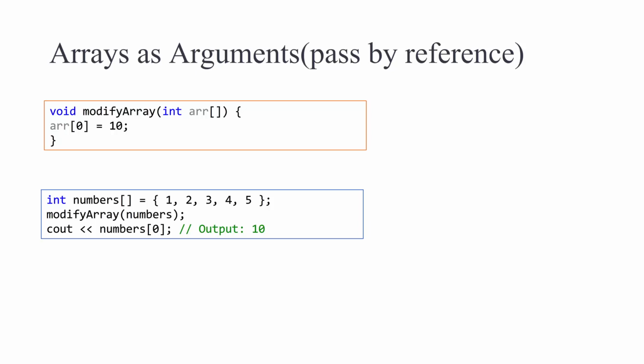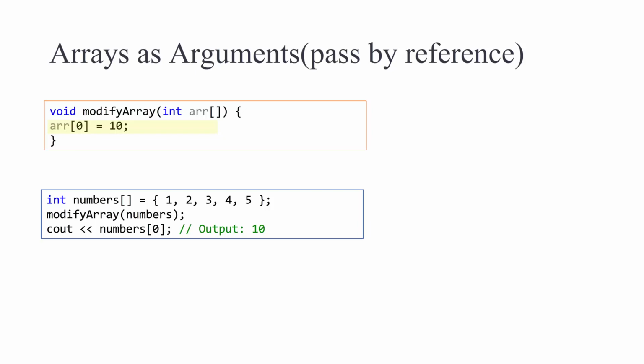Here is an example of how to call the modifyArray function with an array of integers. So in this example, we declare and initialize a numbers array. The modifyArray function is then called with the numbers array as an argument. The function modifies the first element of the numbers array to 10. When the modifyArray function returns, the value of the first element of the numbers array has been changed to 10.